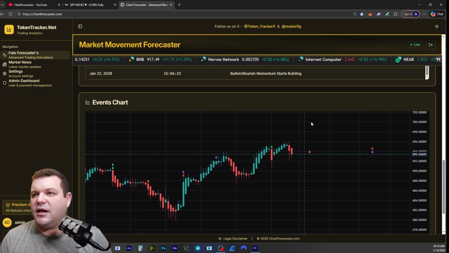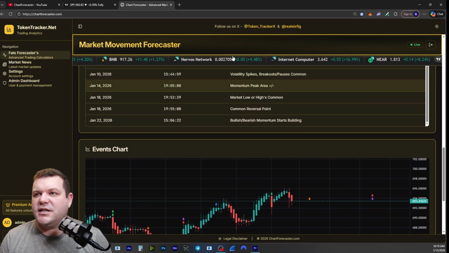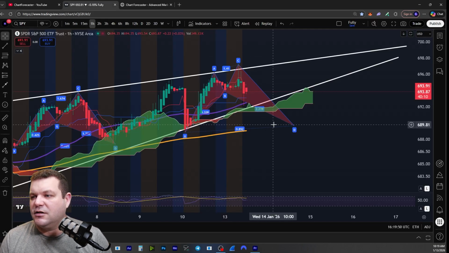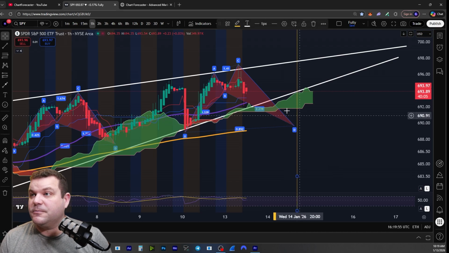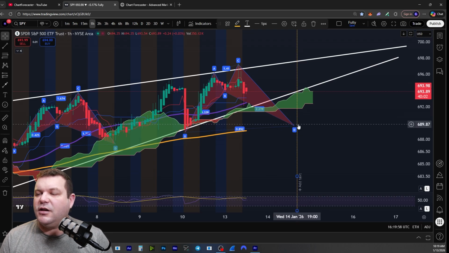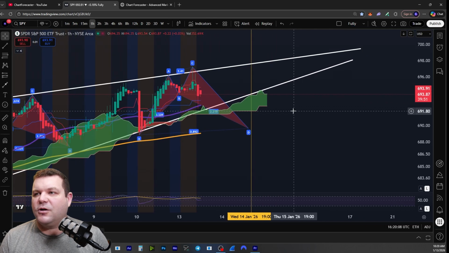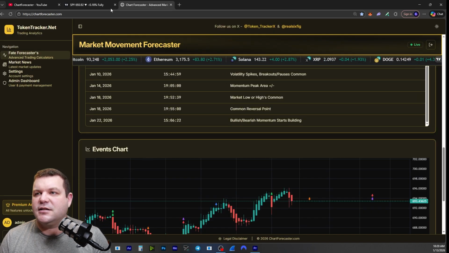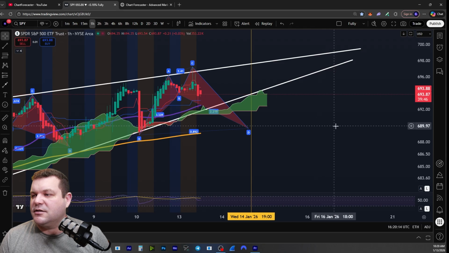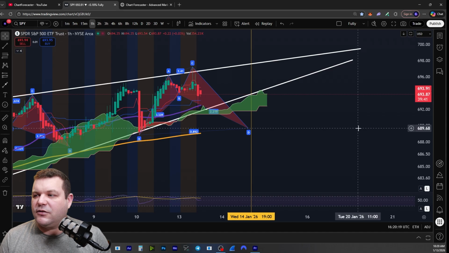So it could be that on January 14th at 1905, somewhere in here is where we might see that momentum peak area. So sometime tomorrow, which would be interesting to see what exactly happens there. And then, of course, on the 18th at 19:10, that's going to fall over the weekend. So my guess is on the Monday close.